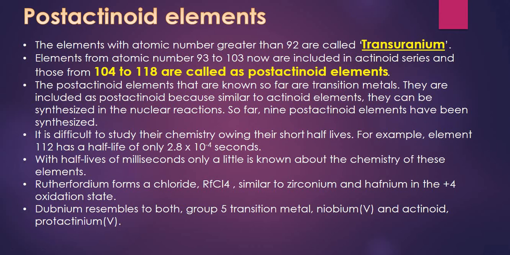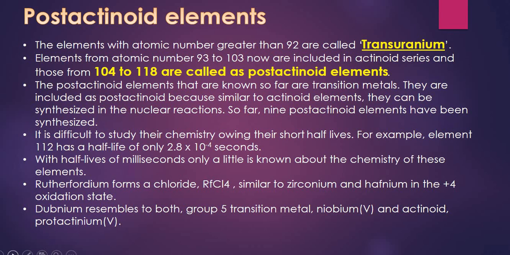Now, the last topic, post-actinoid elements. The elements with atomic number greater than 92 are called transuranium. Elements from atomic number 93 to 103 are included in the actinoid series, and those from 104 to 118 are called post-actinoid elements. The post-actinoid elements that are known so far are transition metals.